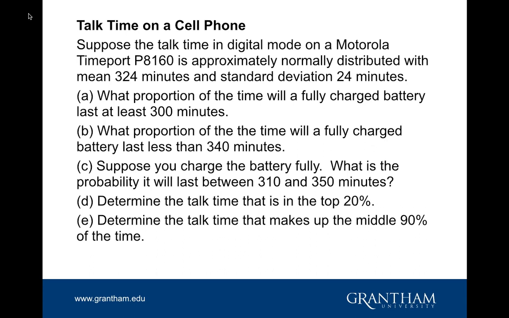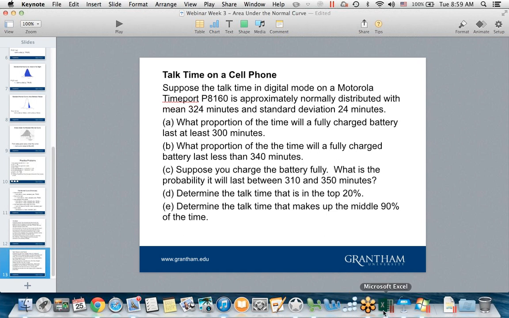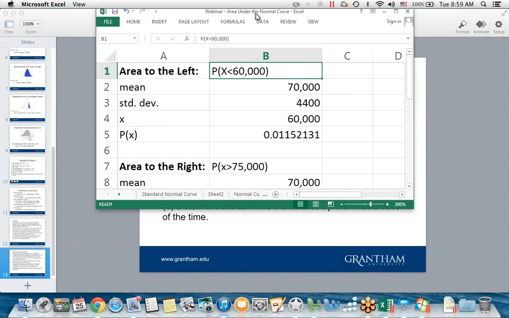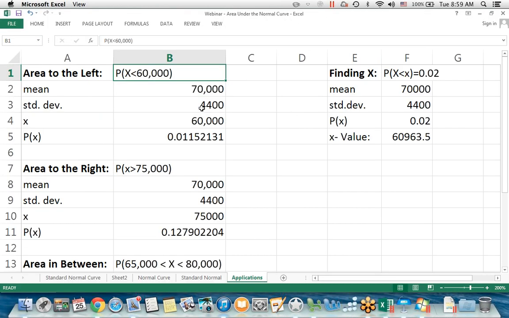So let's go back to our Excel spreadsheet. Notice again here that the mean is 324 and the standard deviation is 24. So again, this is not a standard normal; this is something that we might see in real life. Now, I'll go one by one. The first problem is not an area to the left problem, it's an area to the right problem. So for the first problem, they're asking us the probability that x is greater than 300.